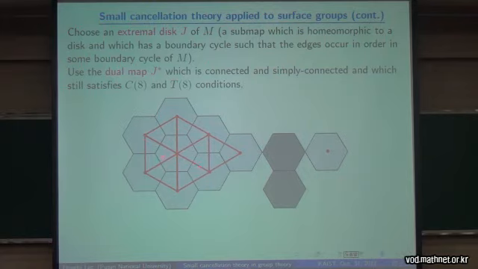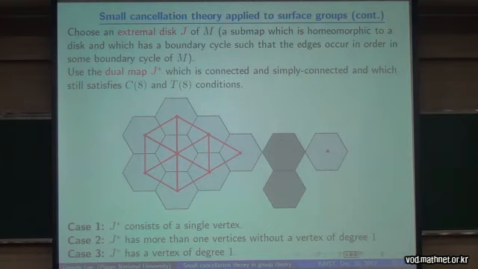And also there is a one-to-one correspondence between interior faces of J and the interior vertices of J star. And also we see that the degree of this face is the same as the degree of this interior vertex of J, right? And the degree of this interior vertex is the same as the degree of this interior face. Which means that if the original map satisfies CP and TQ conditions, its dual map satisfies CQ and TP conditions. P and Q are interchanged. But in our surface group case, both P and Q are 8. So even if we interchange P and Q, it's still C8 and T8 conditions. So this dual map J star still satisfies C8 and T8 conditions. And because we started from an extremal disk, this is connected and simply connected.